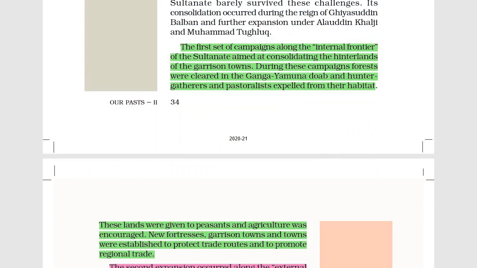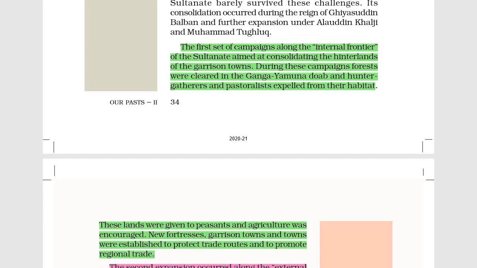Okay, and so that is why they were trying to bring more and more hinterlands under their control. So they started clearing. So what did the Delhi rulers do? They started clearing a forest in the Ganga, Yamuna, Doab region. They cleared the forest in the Ganga, Yamuna, Doab regions and asked the hunters, gatherers and the pastoralists to expel or to evacuate from their habitat.